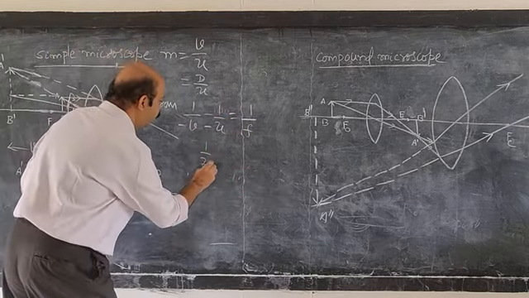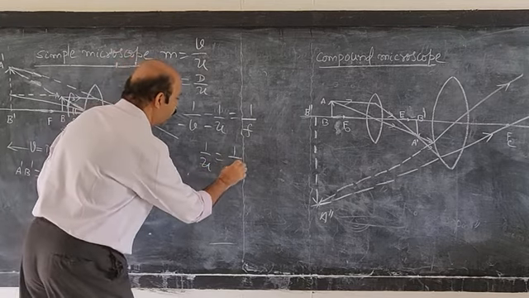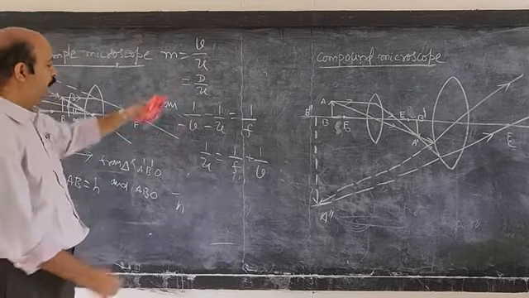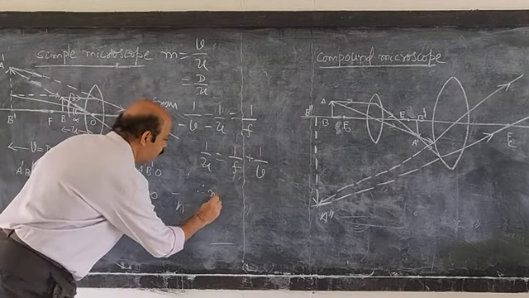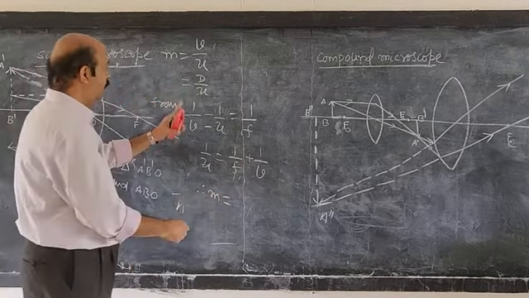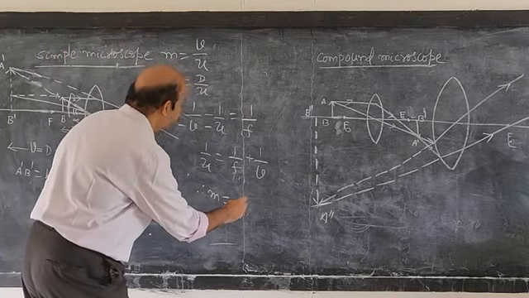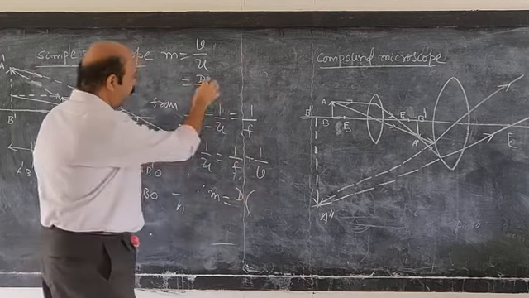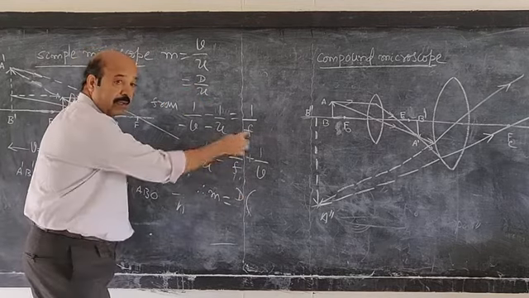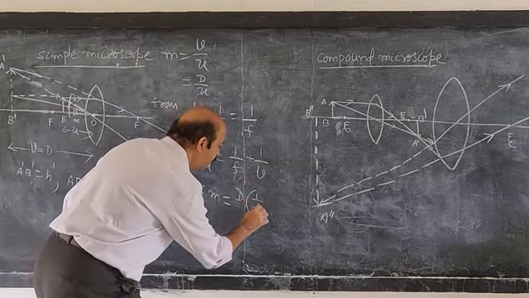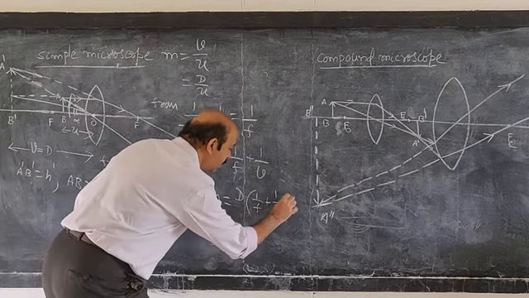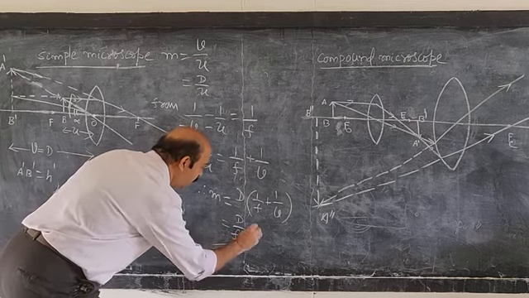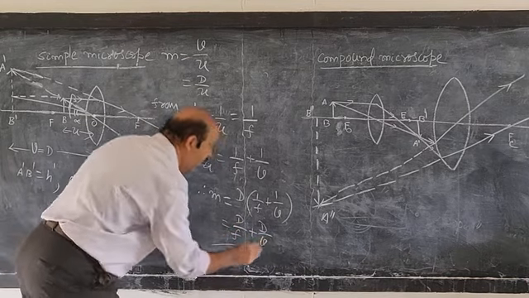Therefore, 1 by u is equal to 1 by f plus 1 by v. So, therefore, magnification m is equal to v by d, and in place of 1 by u, I am writing 1 by f plus 1 by v. So that is equal to d by f plus d by v.